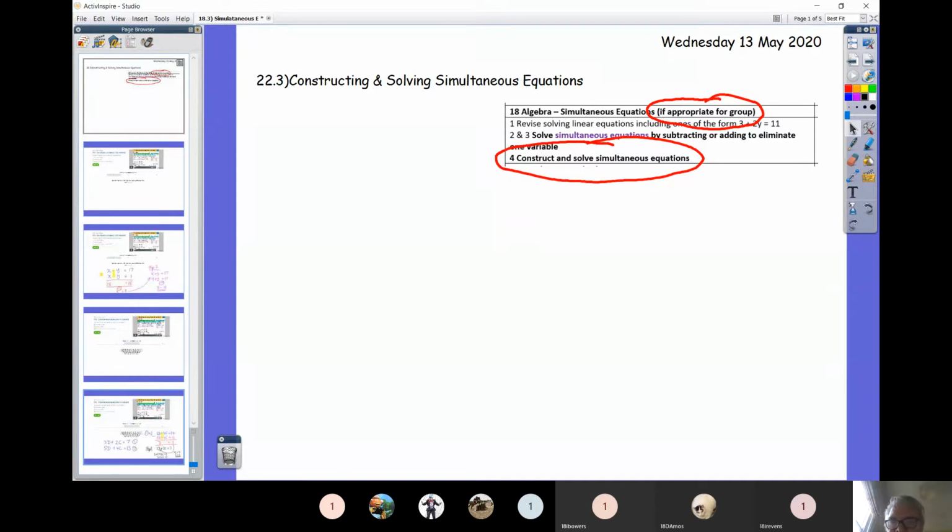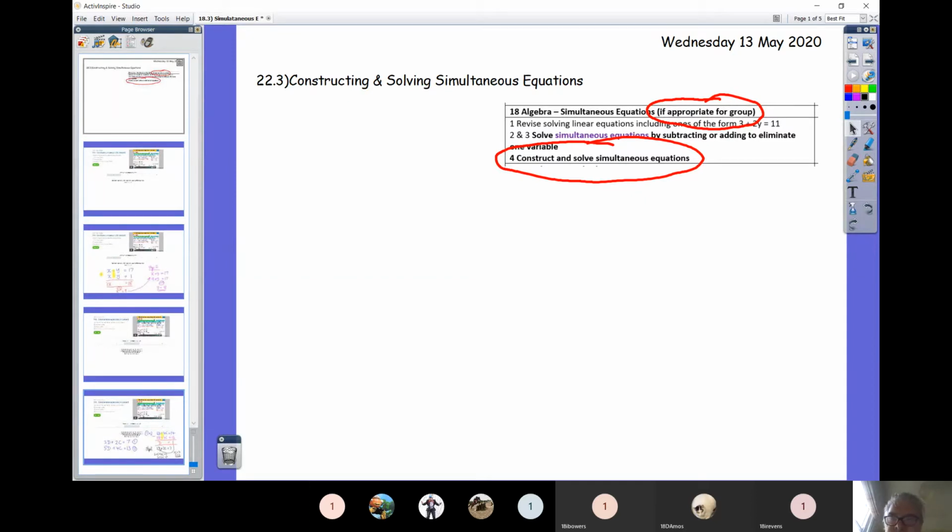So far, all we've done is solve simultaneous equations when we've been presented with the simultaneous equations to solve. So it's already there. They're already in front of us, and we've just got to solve them. Now, what we're going to do today is use them in a real life situation, where we use them to solve a problem. So not only do we have to solve the simultaneous equation, we've got to construct the problem in the first place.